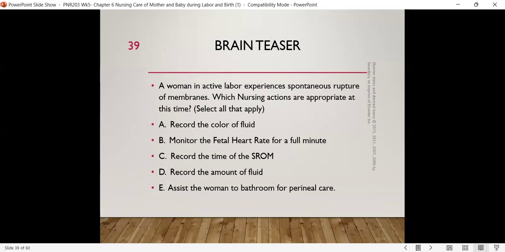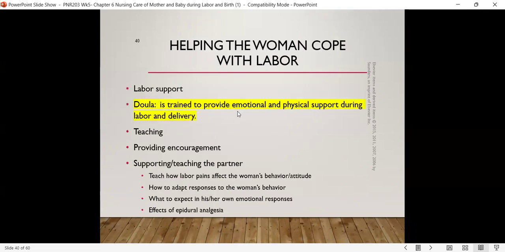So when she has spontaneous rupture of membranes, I know to record the color of the fluid. I know to monitor the fetal heart rate for a full minute. I'm going to record the time of the spontaneous rupture of membranes because we only have 24 hours from that time now to get her delivered. And we're going to record the amount of fluid. Yes, is it a scant amount? Is it a moderate amount, a large amount? And that tells me a lot too. And then, of course, going back to the color, I want to know what the color of the fluid is. Okay, so those are the ones that I would select to answer this question.